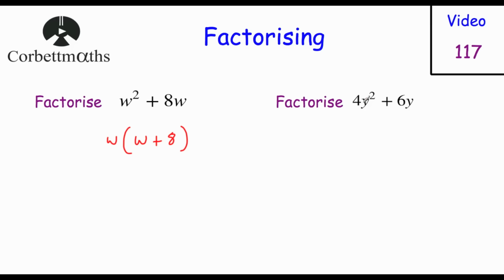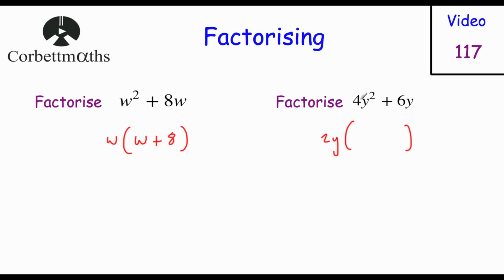Okay, next one. We've been asked to factorize 4y squared plus 6y. So we're looking for common factors of 4y squared and 6y. Now in terms of the numbers, I can see I can divide 4 and 6 by 2. So I'm going to take a 2 out as a common factor. And also in terms of the letters, we've got y squared and y, so we can divide both of those by y. So we're going to factorize this by taking out 2y. So we're going to divide both of these terms by 2y and see what we get.